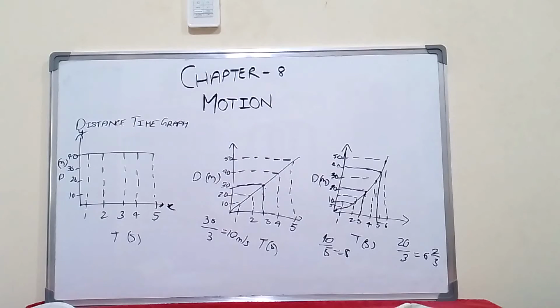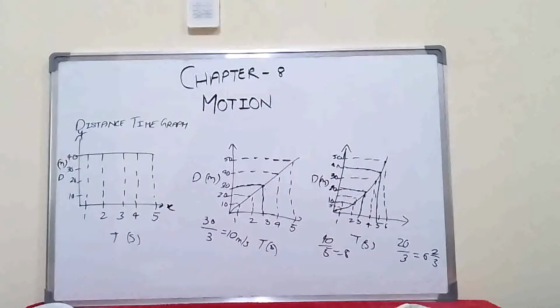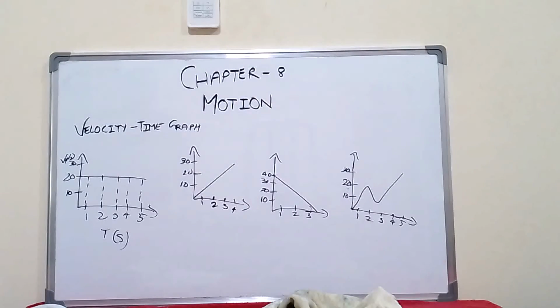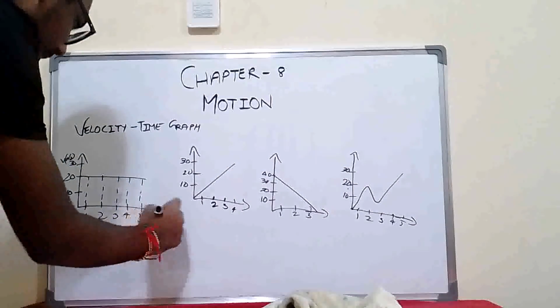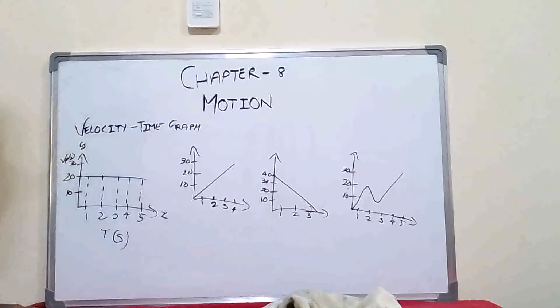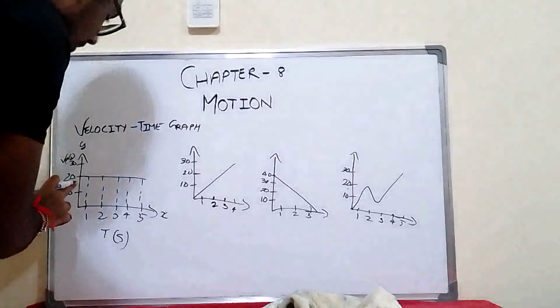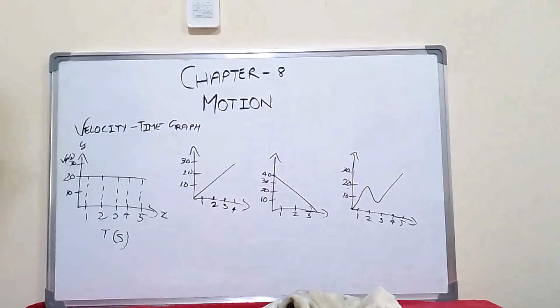Now we move to velocity time graph. Here we have 4 examples. First example is again a straight line parallel to the x-axis, but here it is not a distance time graph, it's a velocity time graph. So here it doesn't mean it's at rest. This is the x-axis and this is the y-axis, and again it's a straight line. But here the velocity is 20 meter per second, which means the body is moving.